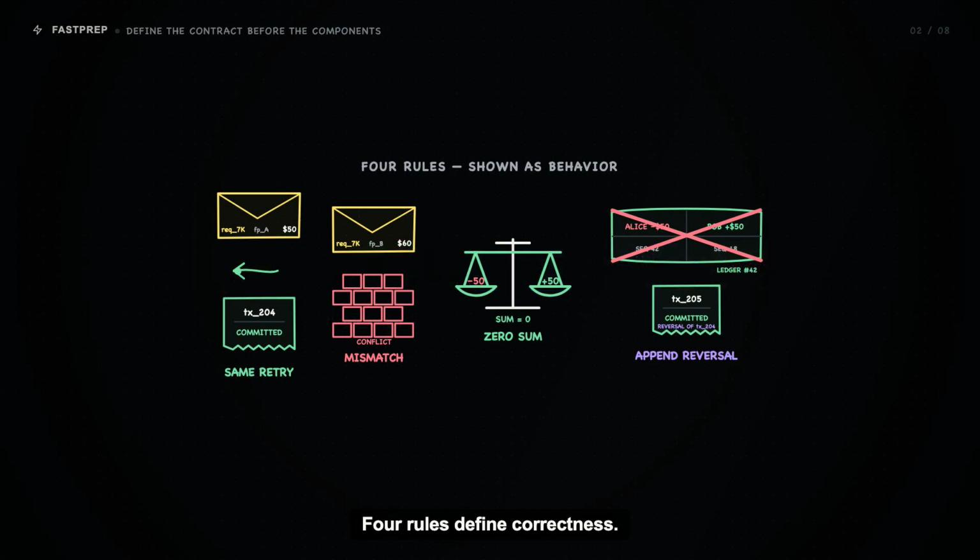Four rules define correctness. First, the same client and idempotency key identify one intent for 30 days. Second, the request fingerprint proves whether a retry carries the same canonical payload. Third, every committed transaction sums to 0 in one currency. Fourth, committed entries are never edited or deleted.